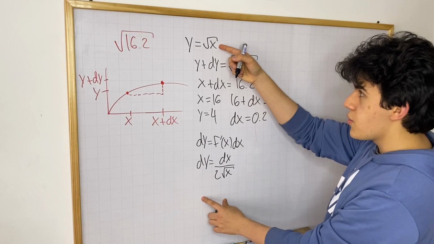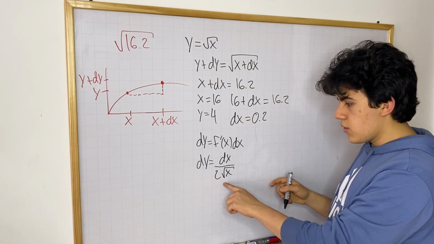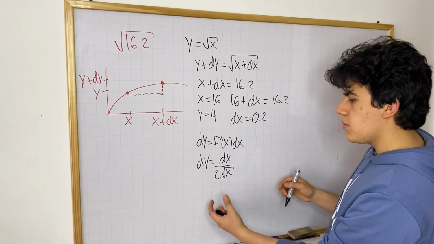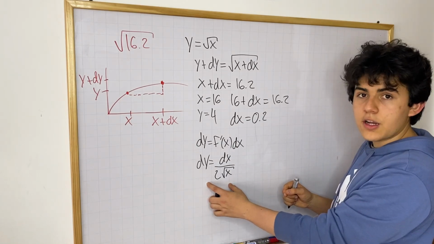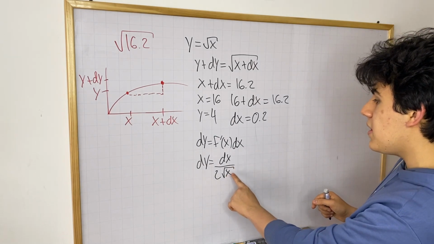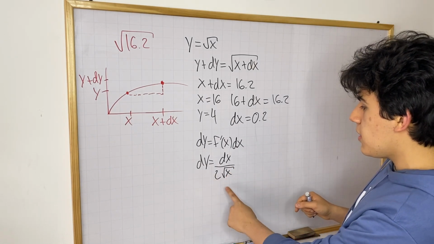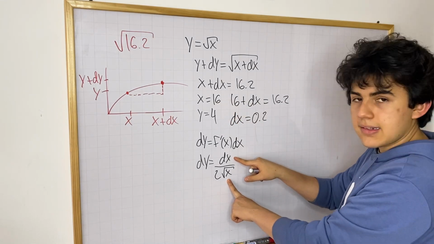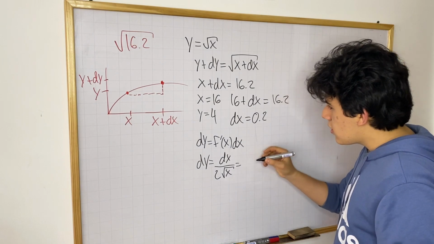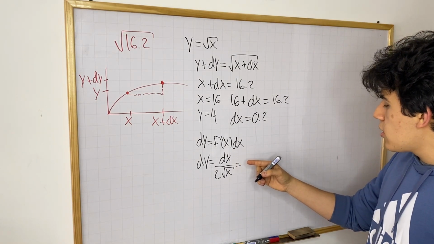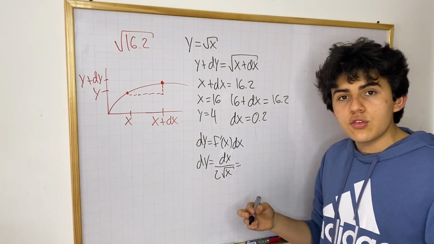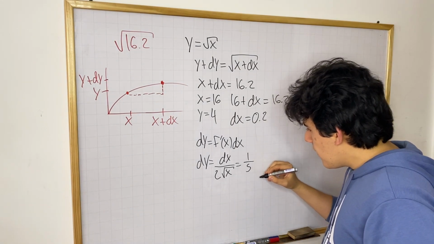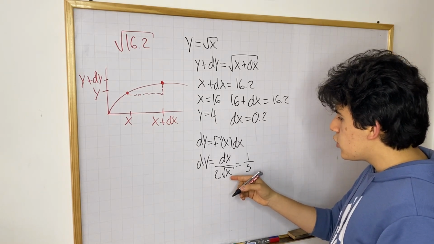The derivative of the square root of x is 1 over 2 square root x, and then you multiply by the differential of x, and you simply put those together and get this fraction. So this is the differential of y, and this is great because we know how much x is. We know it's going to be 16, and we know how much dx is. We know dx is 0.2, which is the same as 2 over 10, which is 1/5. So I'm going to say this is 1 over 5 times 1 over 2 square root x.